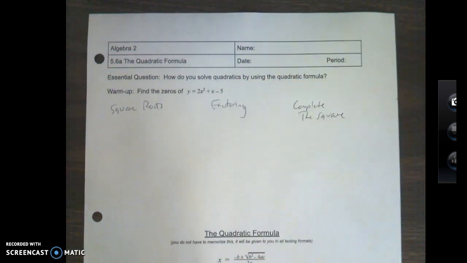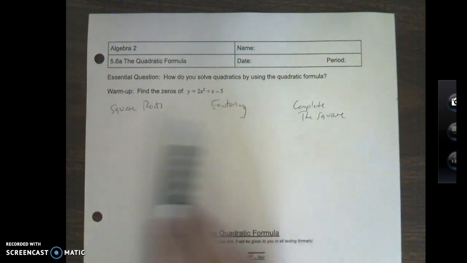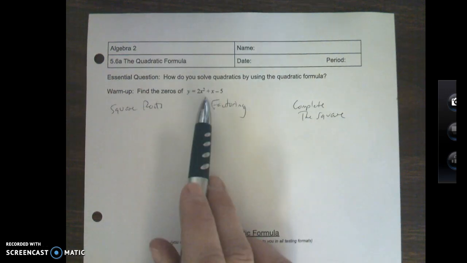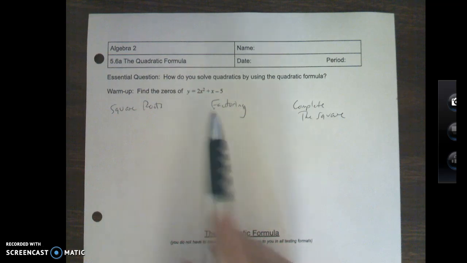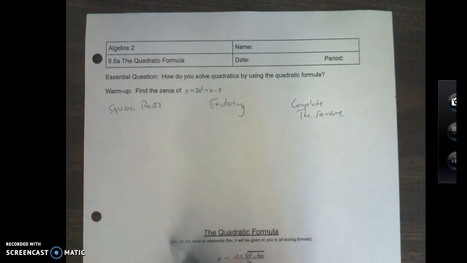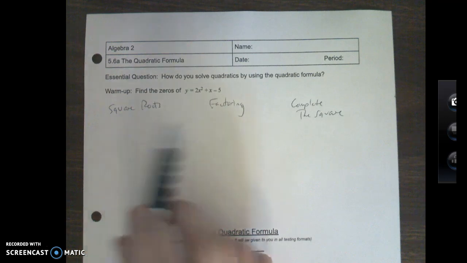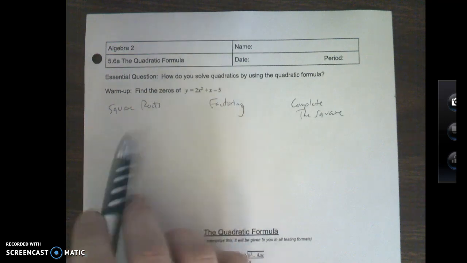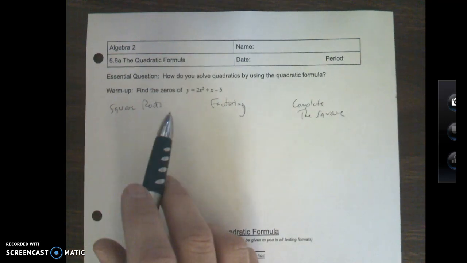So when you look at this problem, if it says find the zeros, can I take the square root to find the zeros? Well, no. Why? Because there's an x. You can only do square roots if it's x squared by itself. I don't have that here.